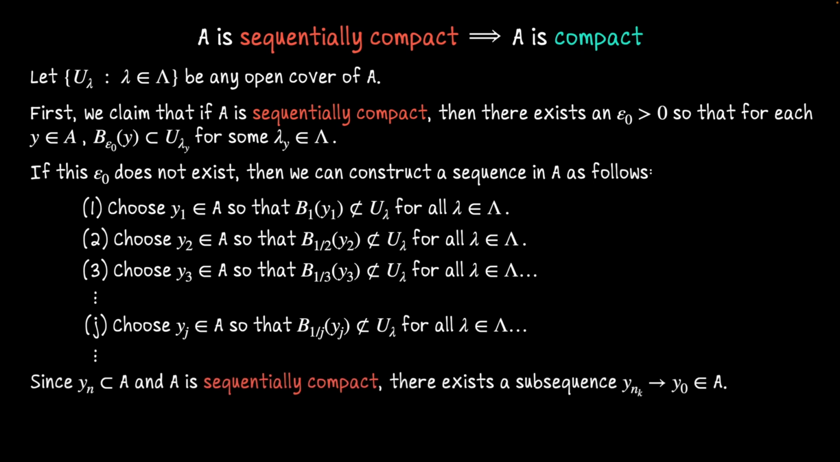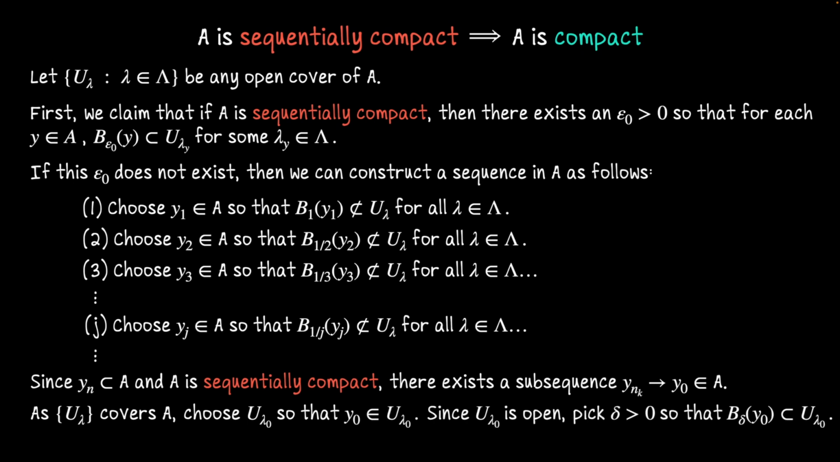To continue with our contradiction, since this sequence lives in A and A is sequentially compact, there must be a subsequence of the original sequence which converges to a point in A. We will call that limit y0. Okay, I want to say a few more things before I pause and put up an illustration of what's happening. Since the limit y0 belongs to the set A, it is contained inside of some open set from the open cover. So identify, say, u sub lambda naught as a member of the open cover which contains this limit y0.